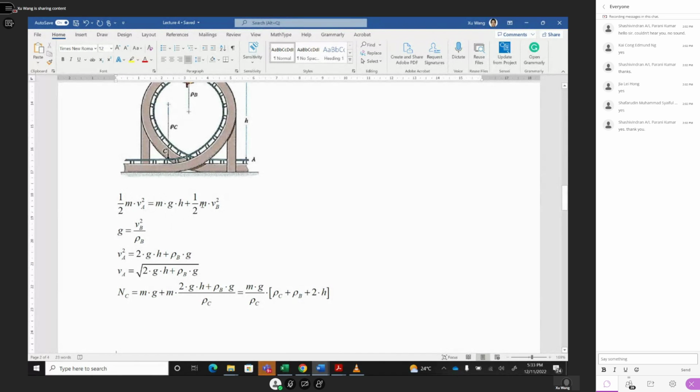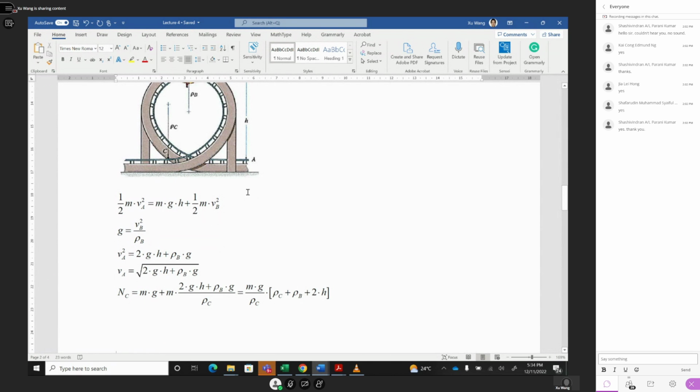We cancel m, cancel m, cancel m. And also multiply the 2 at the same time. Then you can get VA equal to 2 GH. Cancel the half and cancel the m. Okay, rho equal to VB squared. But the VB squared equal to rho B G. So it becomes rho B G. Okay, and the VA square roots.